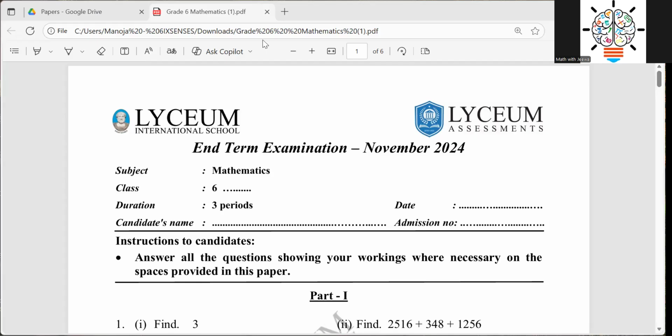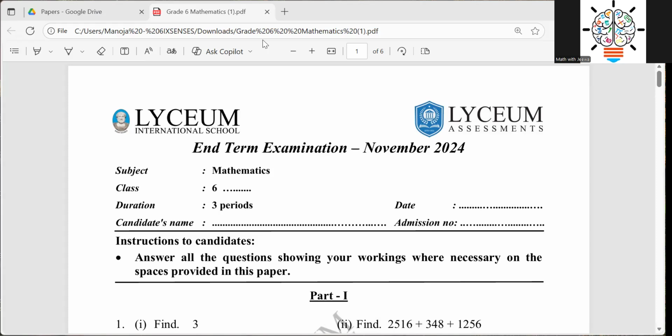Hello, grade 6 students. This is a past paper discussion, and here we are discussing the end term examination, November 2024. With the edXL curriculum, the assessment methodology also changed from 2024. Earlier, we didn't have an end-term examination like this, so this is the only past paper we do have.